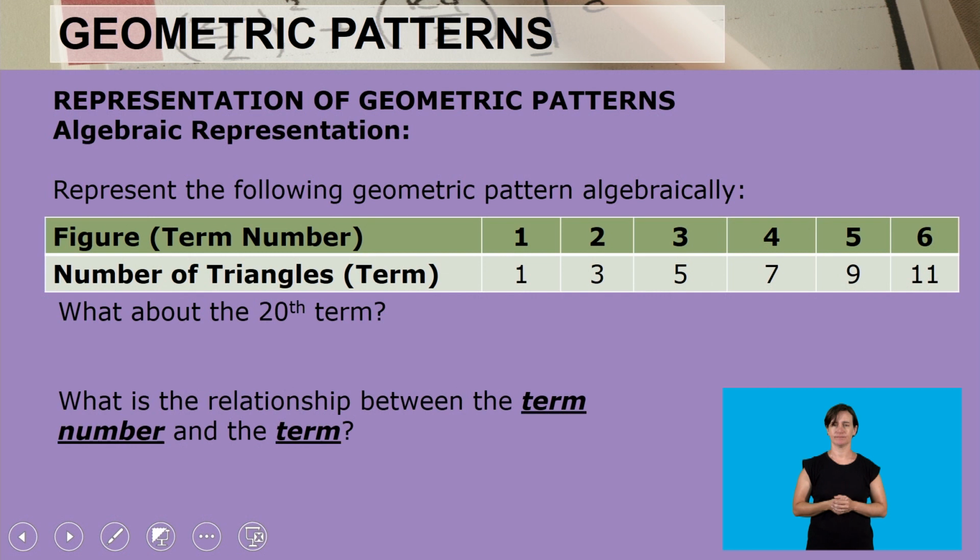Now, how would we find the 20th term? This table is supposed to help us to come up with a geometric pattern algebraically so that we can represent any number or any figure, so that when you are asked any figure, you would know how many triangles that figure would have. So right now, how would we find the 20th term or the 20th figure? Firstly, the relationship between the term number and the term.